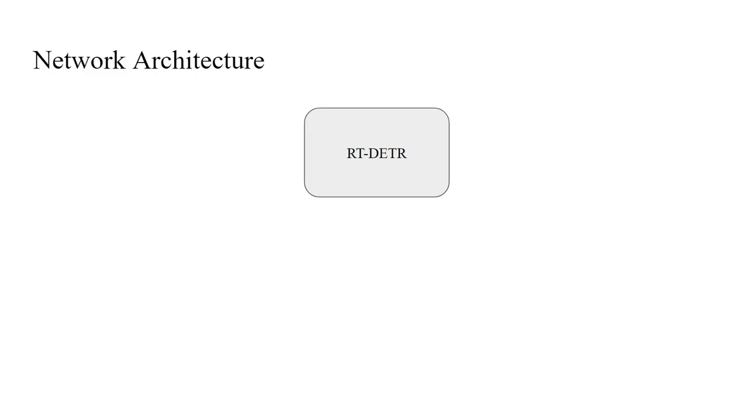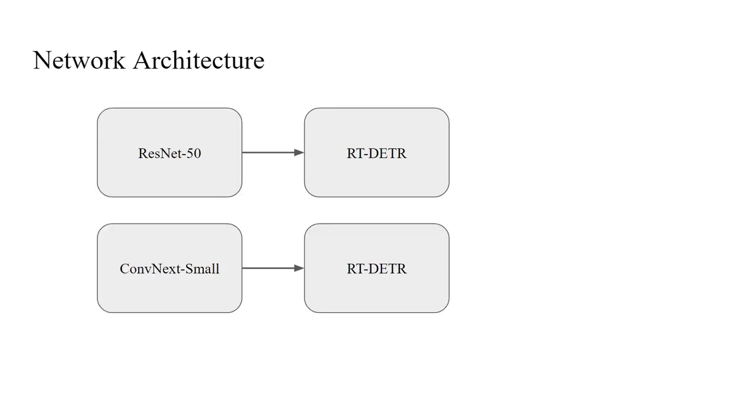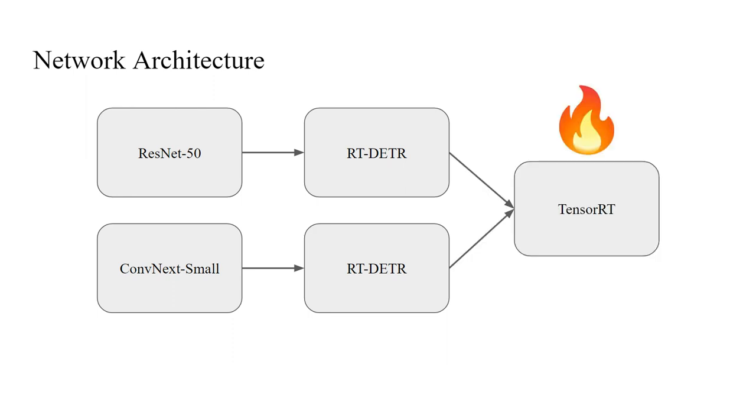Using our dataset, we trained a real-time detection transformer model with both ResNet 50 and ConvNext small backbones. We utilized TensorRT to improve the execution speed of our networks by 1.5x for ConvNext and 2x for ResNet.